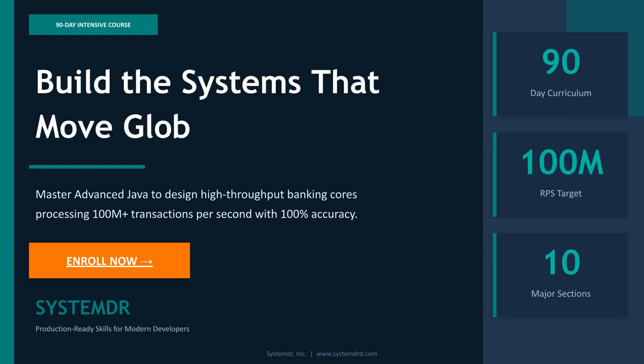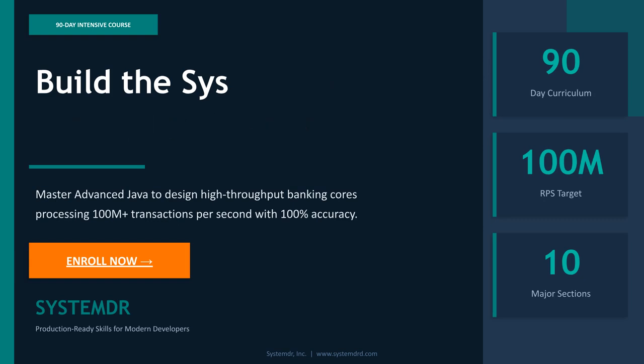Welcome to the 90-day intensive course on Advanced Java for Banking and Ledger Systems. This masterclass will equip you with the skills to design high-throughput banking cores capable of processing over 100 million transactions per second with absolute accuracy.